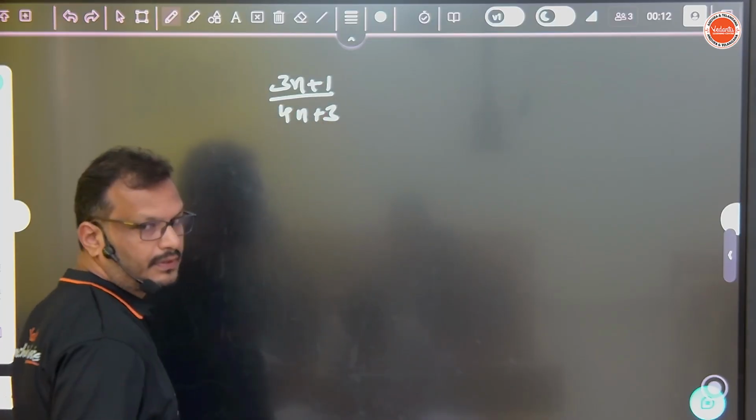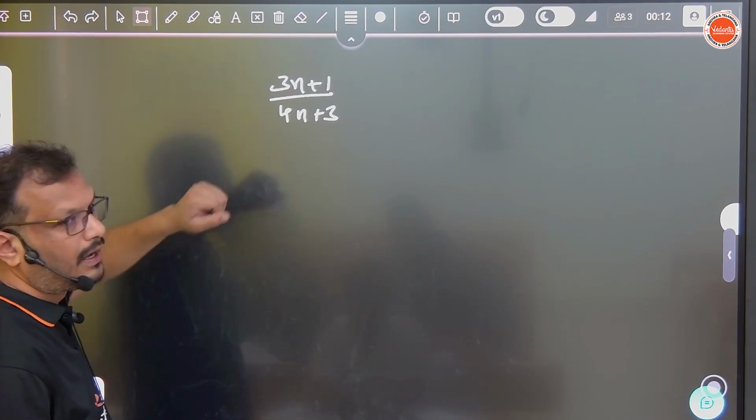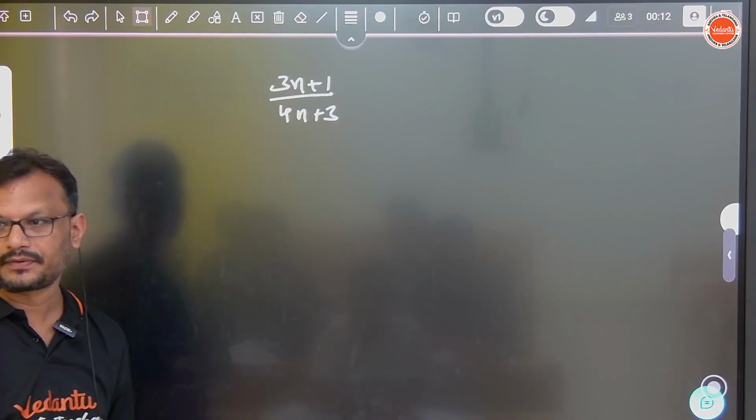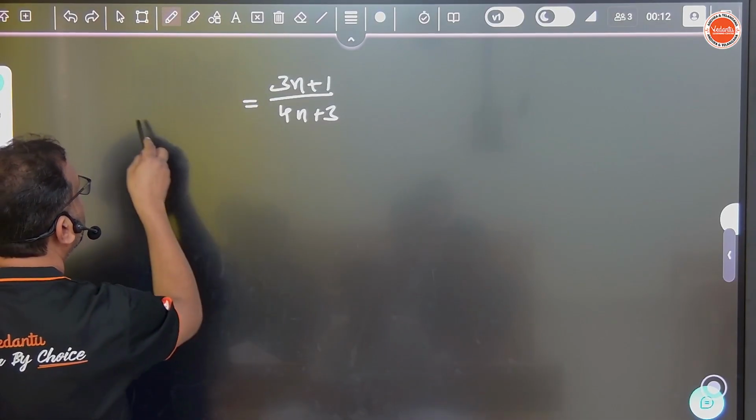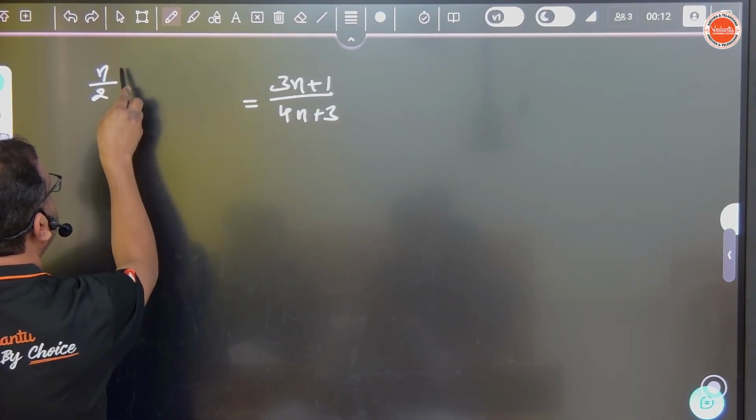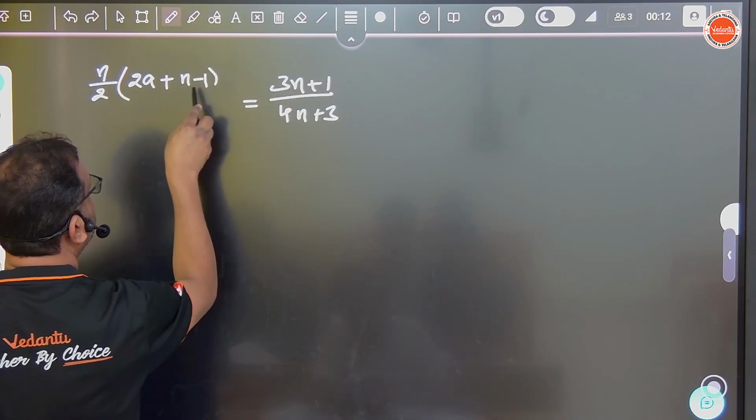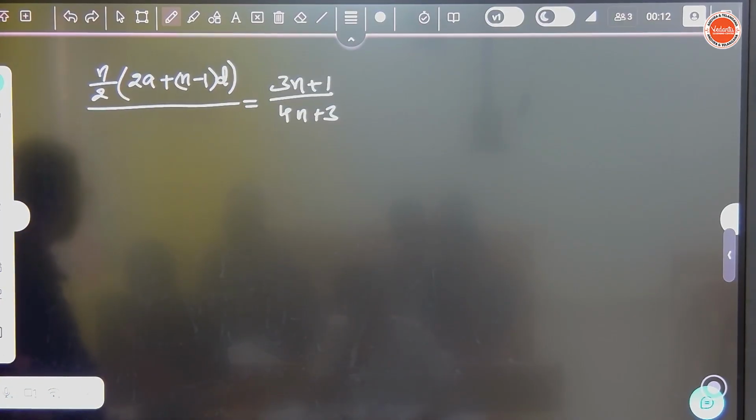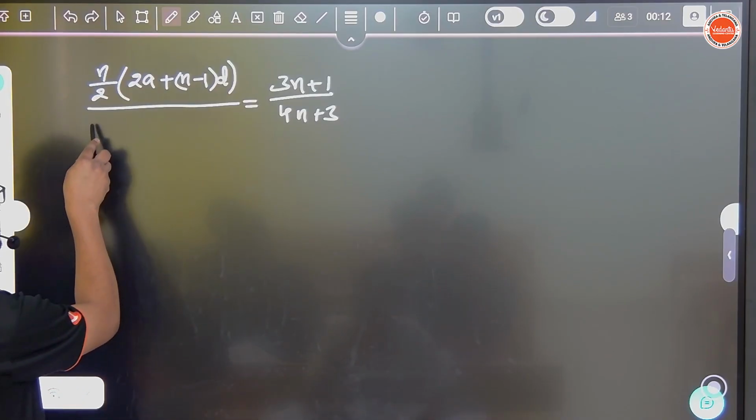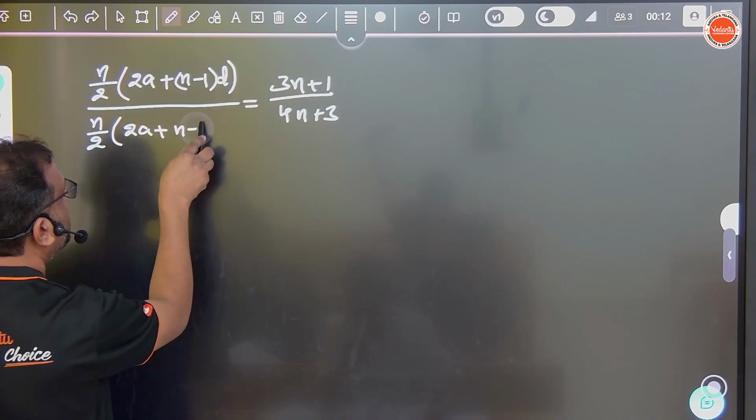So that is the ratio of the sum in terms of two APs. Two different APs, and tell me the sum of n terms of an AP. n by 2 into 2a plus n minus 1 into d. That is the sum of n terms of the first AP. Second AP, n by 2, 2a plus n minus 1 into d.